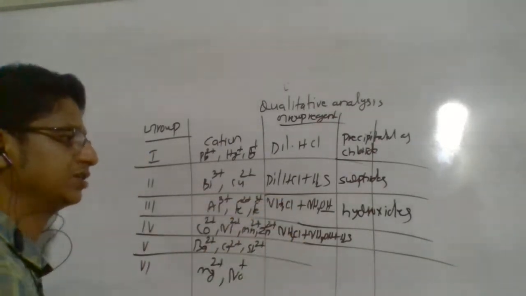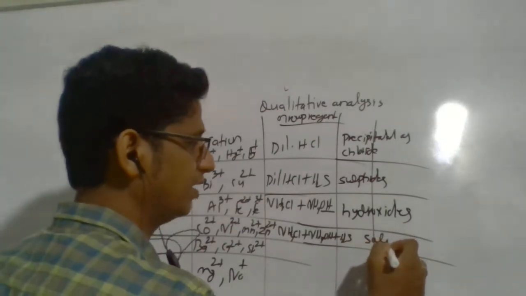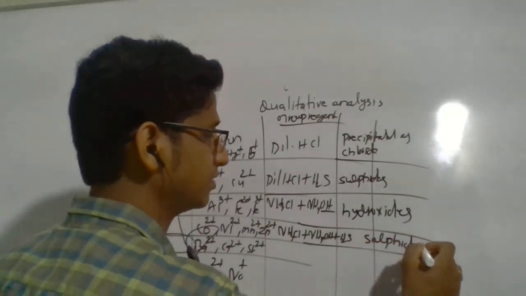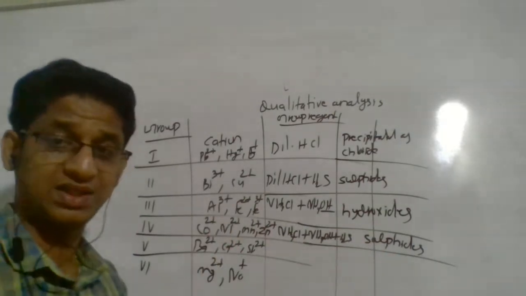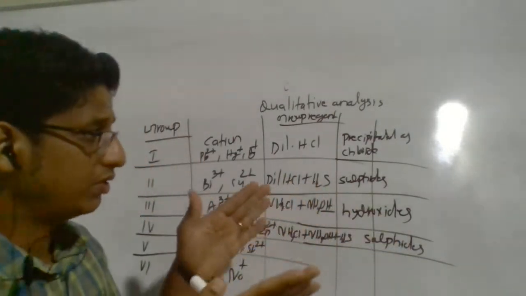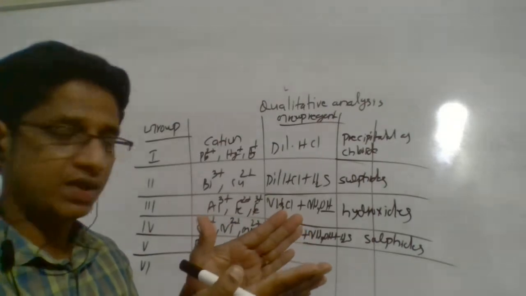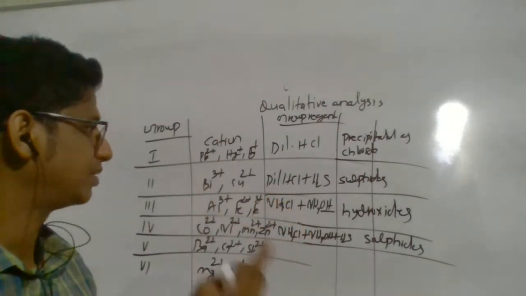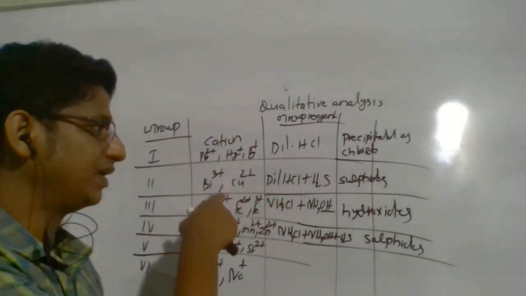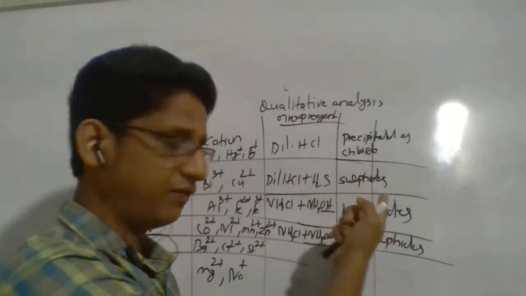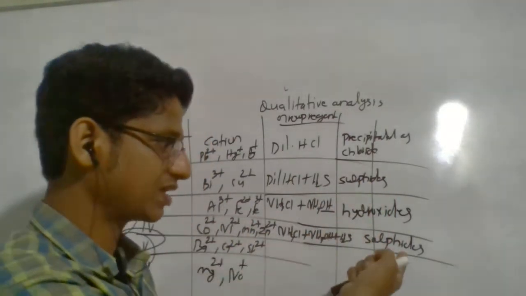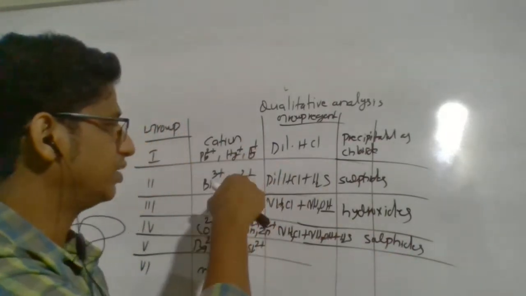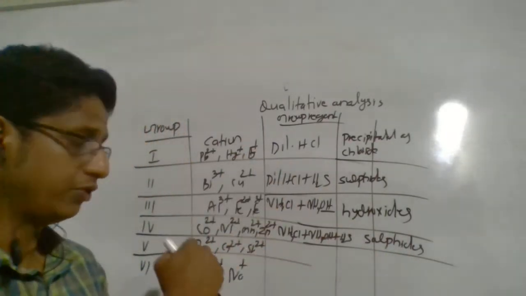Then hydrogen sulfide is passed again. This time we are precipitating the corresponding sulfide. Please note, group 2 and group 4 both precipitate as sulfides. Why are they not precipitating together? Why do they precipitate separately? For example, bismuth 3 plus precipitates as the corresponding sulfide, while cobalt 2 plus also precipitates as the corresponding sulfide, not coming in group 2, only precipitating in group 4.